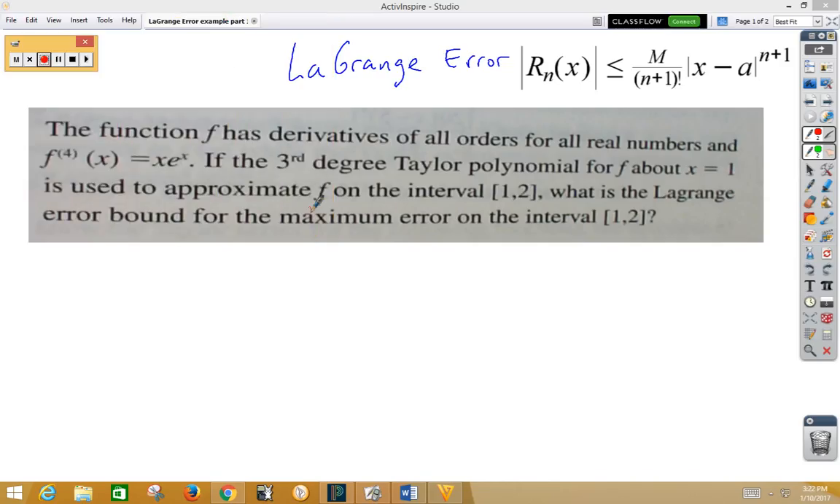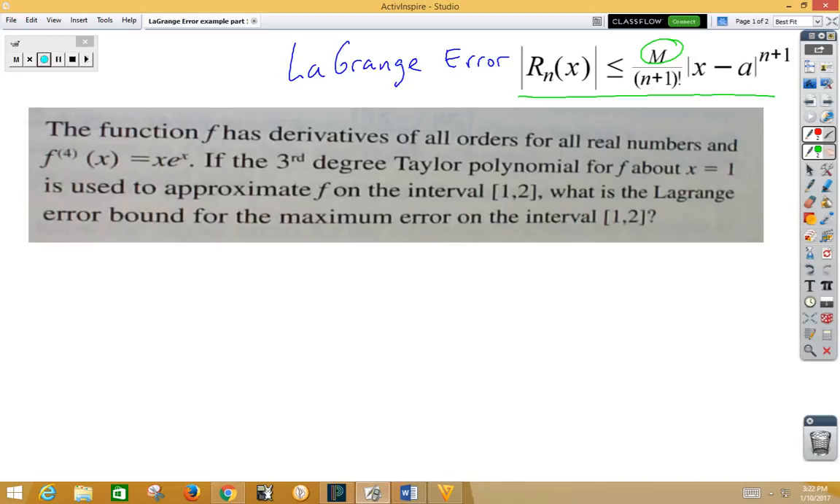In this video, we're going to do an example of Lagrange error. Now remember, Lagrange error is the remainder that is left from either a Taylor or a Maclaurin series. And the remainder, absolute value, is less than or equal to M, and M is that magical number over the interval that has the greatest degree of error, over n plus 1 factorial, times x minus a to the n plus 1 power. Now, the reason it's n plus 1 is, remember, error is always smaller than the next term.